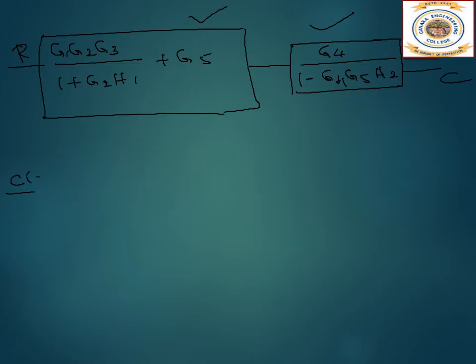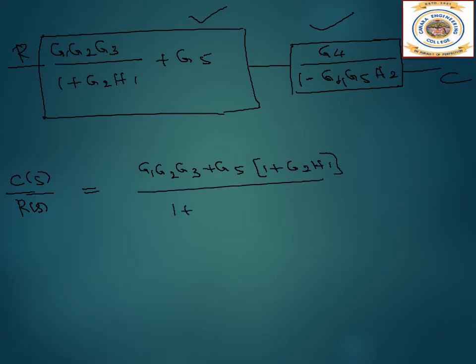So C of S by R of S will be equal to, first we can take a common denominator over here. So we get it as G1, G2, G3 plus G5 into 1 plus G2 H1 divided by 1 plus G2 H1 into G4 divided by 1 minus G4 G5 H2. Okay, so here I can write it together.